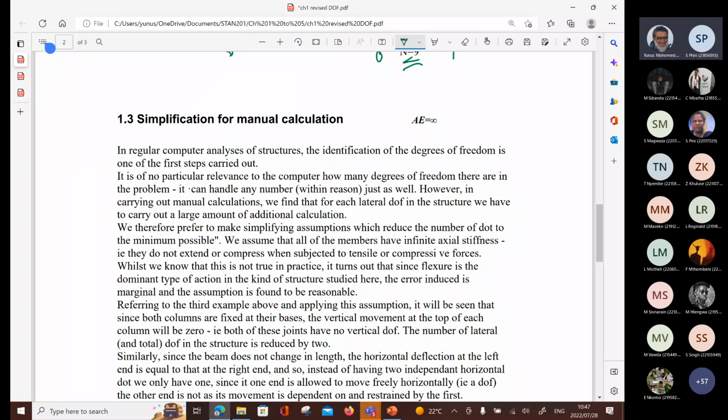So what we do is we make some assumptions, reduce the number of degrees of freedom. Sorry, that shouldn't be dot. That should be DOF to the minimum possible. We assume that all of the members have infinite axial stiffness. So what we mean by that, again, is something I can show you in the classroom quite easily. And if I try to put on the camera, it's going to affect the data. That's what was happening earlier.